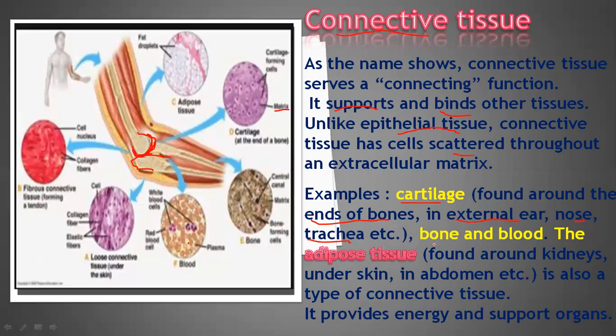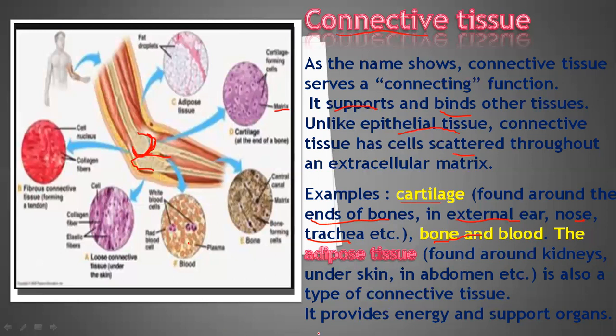Okay, now we'll talk about bone and blood. Bone is also a connective tissue. It connects with the muscles, with other bones also. So they are also connective tissue, as well as the bone, because it connects all the parts of the body with one another.